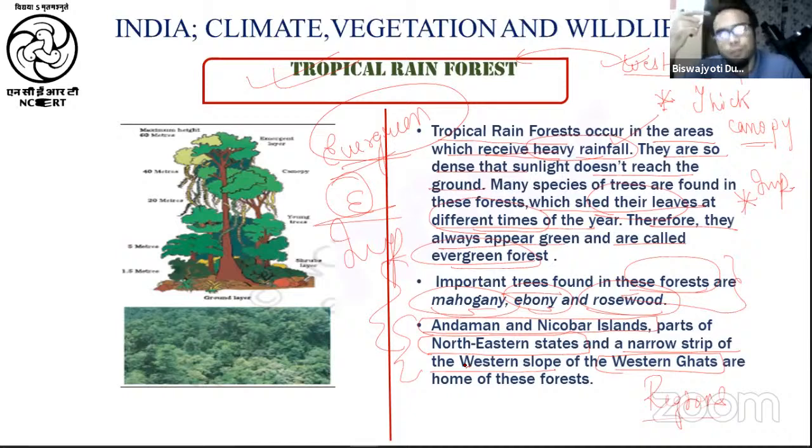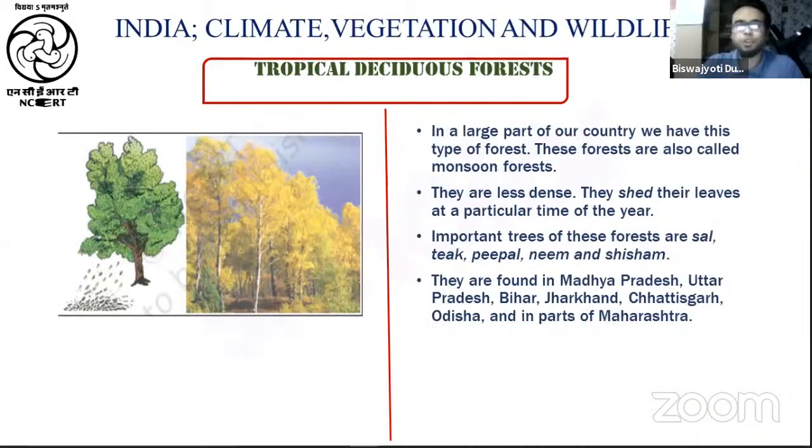Andaman, then we have your northeast region, and then we have the Western Ghats, right? Fine. So this was about your tropical rainforest. Moving on, let us now talk about your tropical deciduous forest, right?